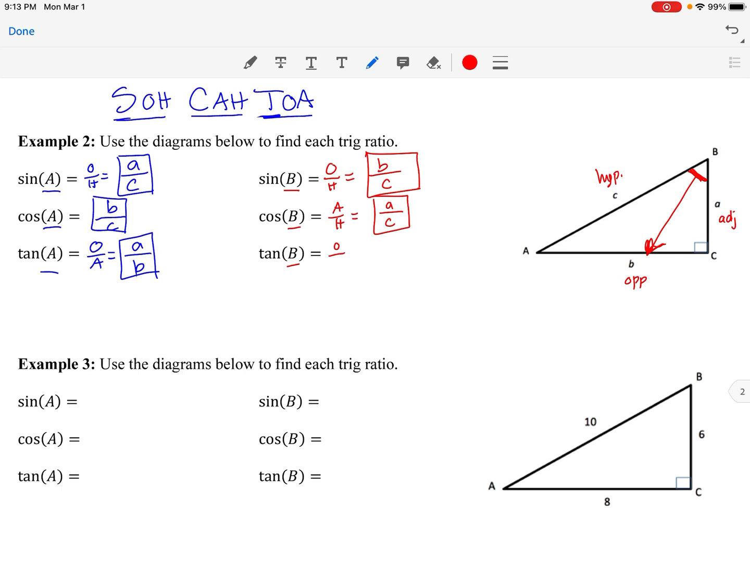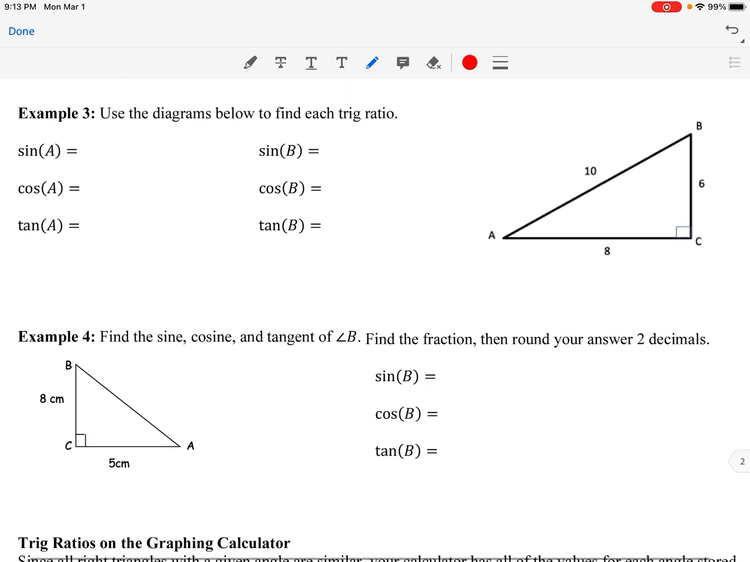Tangent of B is opposite over adjacent. So opposite side is B. Adjacent side is little a. And make sure you keep your uppercase and lowercase letters exactly how they're supposed to be, because if you change the uppercase and lowercase, it means something different. So keep those how they are.